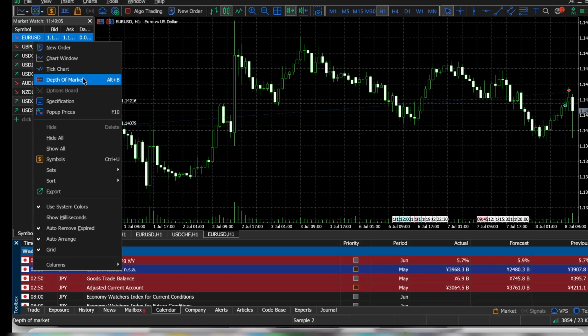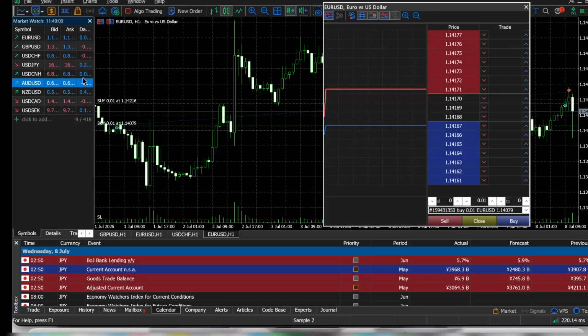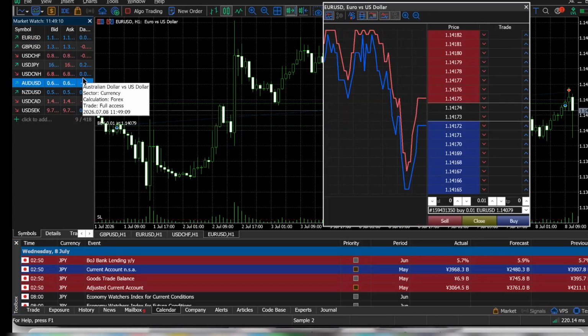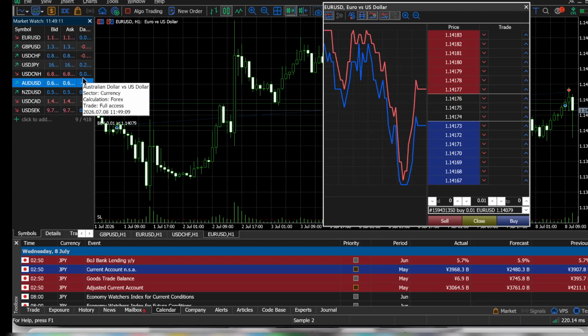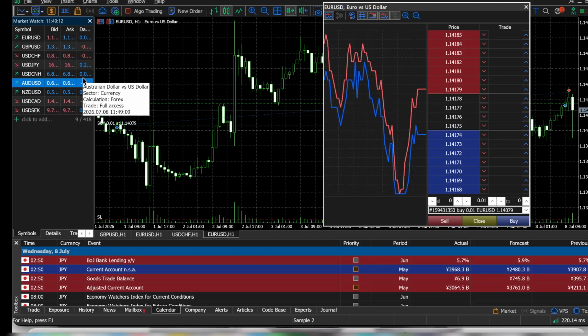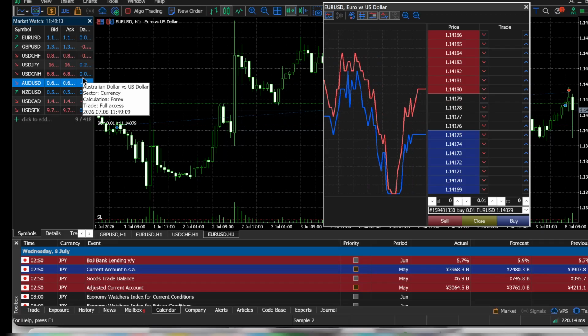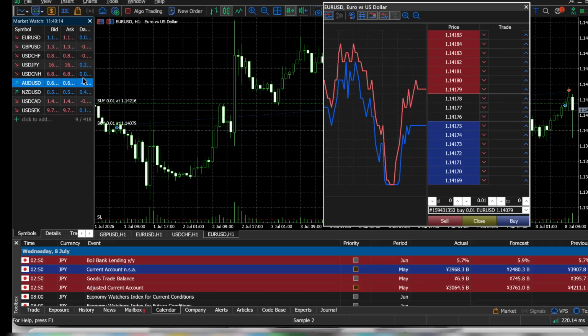When you click on depth of market, what you're essentially doing is opening a detailed window that gives you a deeper look at the volumes of buy and sell orders in the market for that particular symbol. This window displays various price levels and the corresponding volume of limit buy and sell orders at those levels. It's an invaluable tool for assessing market strength and liquidity.